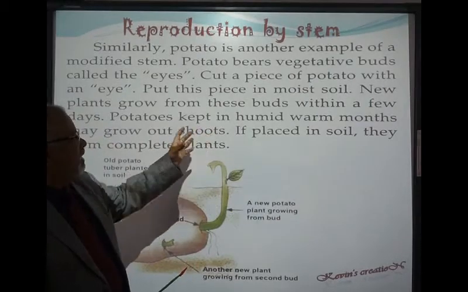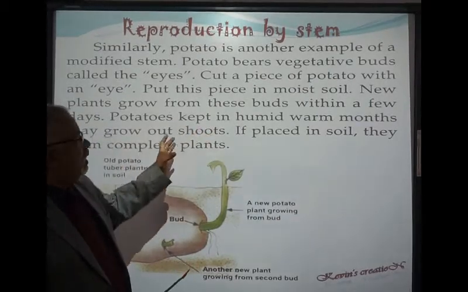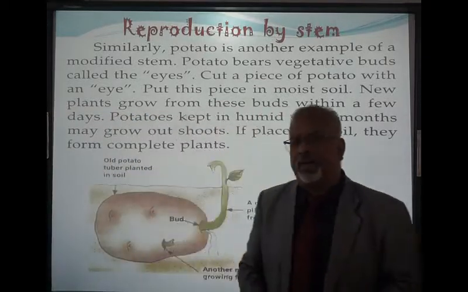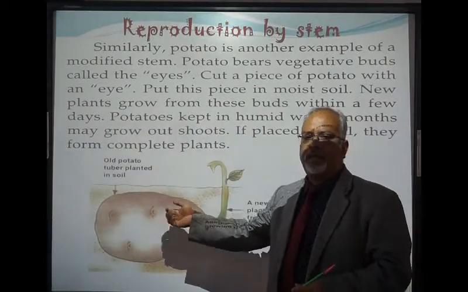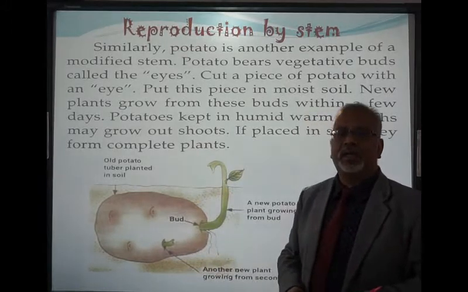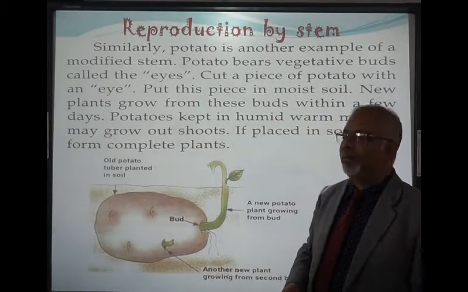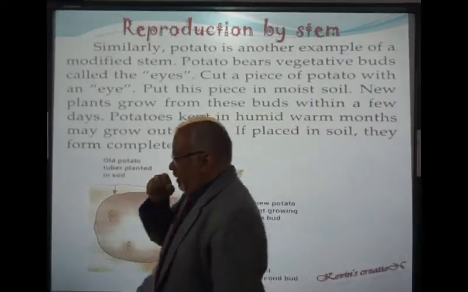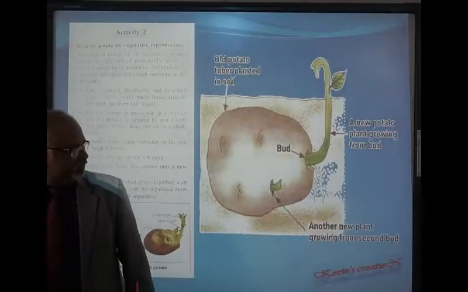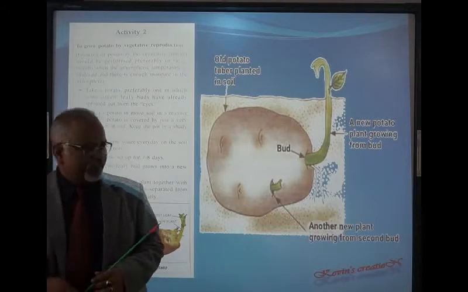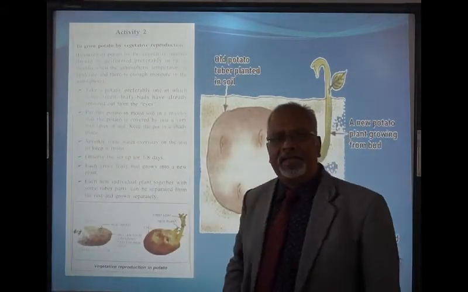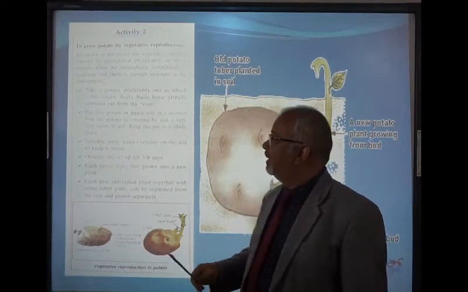Potatoes kept in humid, warm months may grow out shoots if placed in soil. If you keep one of the pieces in the soil, it will turn into a new plant and you can get many potatoes from that. Okay? So now here you see, the same type of activity which we have done previously.